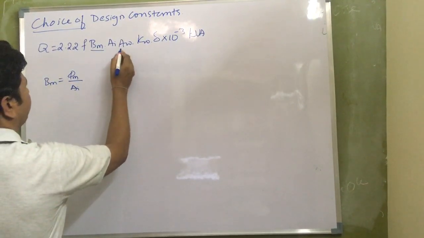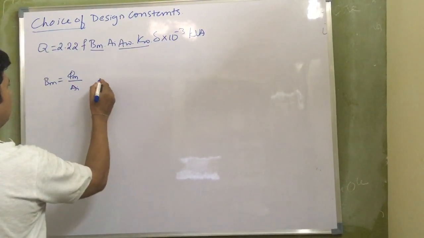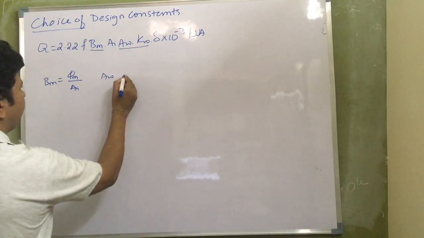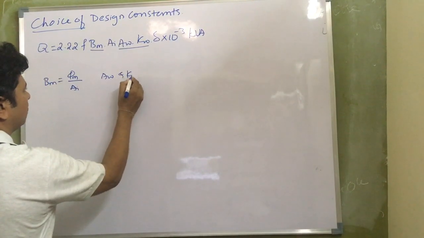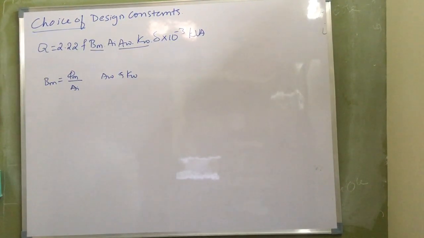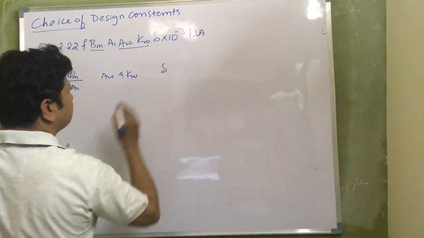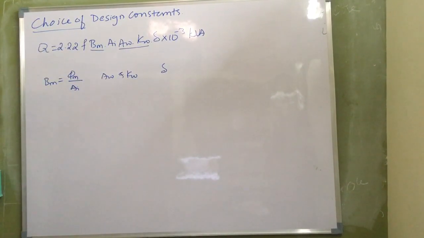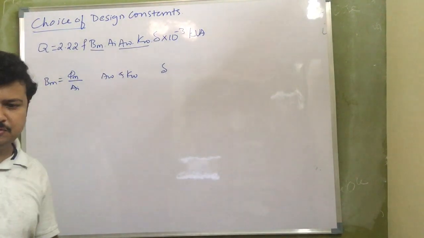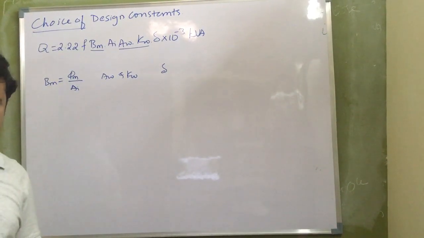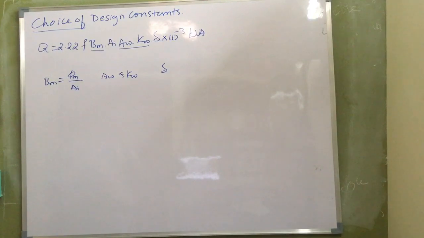The second design constant I have is AW KW. We will see what the area of window is, and KW is the window space factor. This is the second design constant. The third design constant is current density, delta. So these are the three design constants that I have to select, rather than calculate. What are the effects we observe when we select these constants?